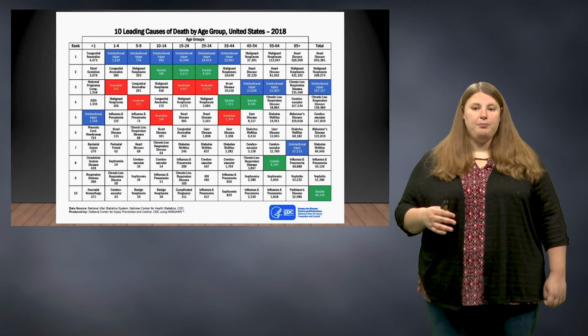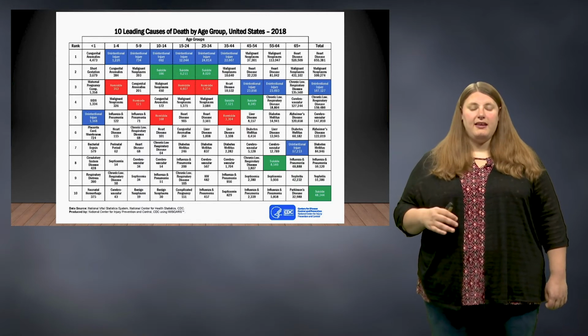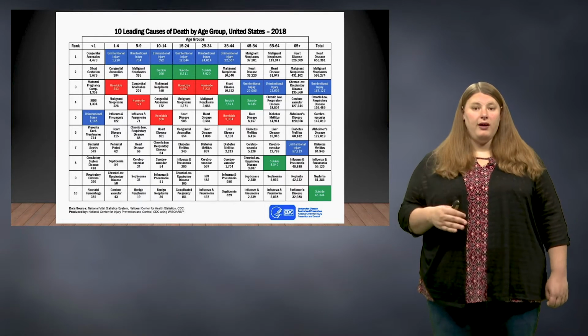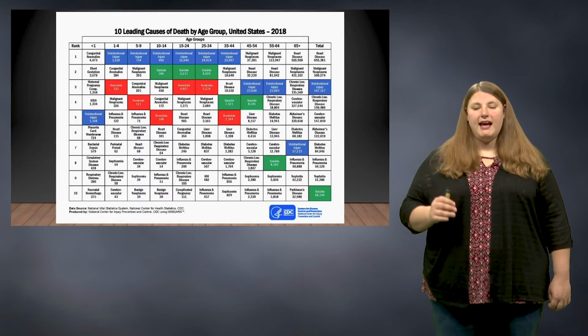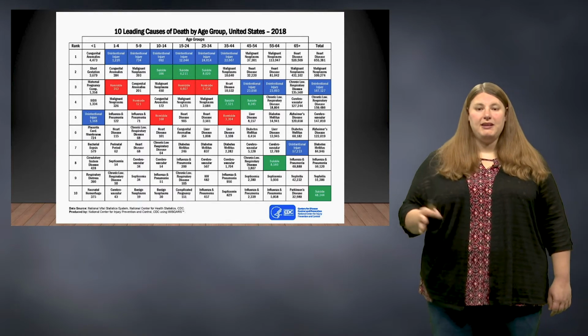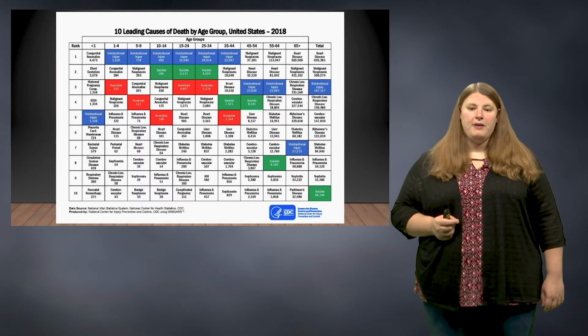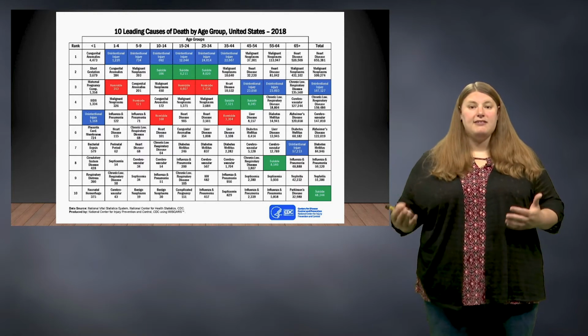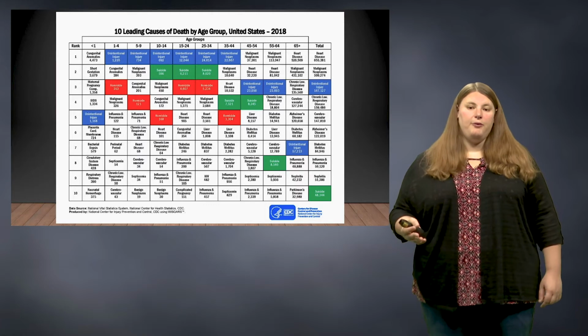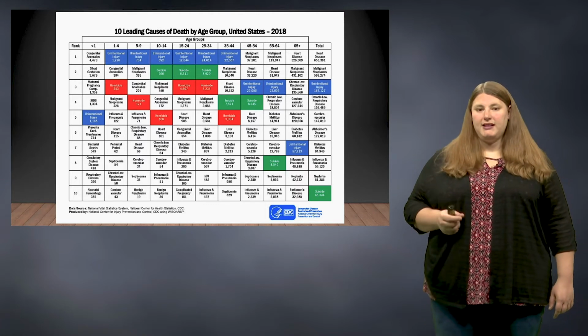Unintentional injury, shown in blue, was the leading cause of death for everyone between the ages of 1 and 44. And suicide, shown in green, was the second leading cause of death for persons between the ages of 10 and 34. Again, depending on your research topic, this type of graphic and this information could be really useful. So the CDC is a great option for secondary data.